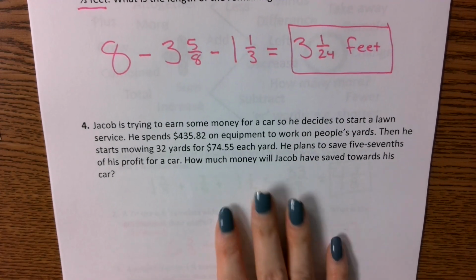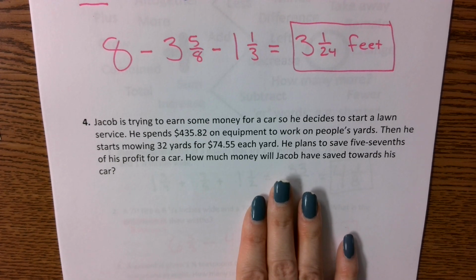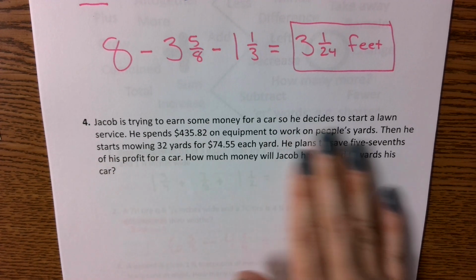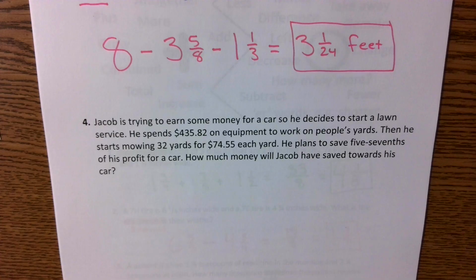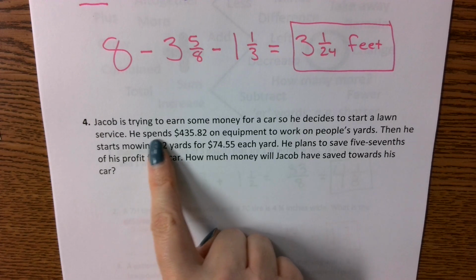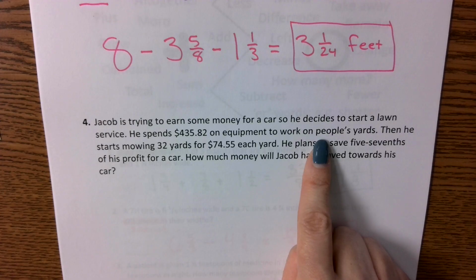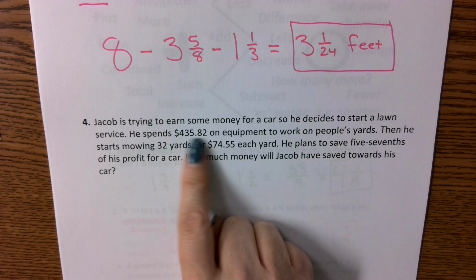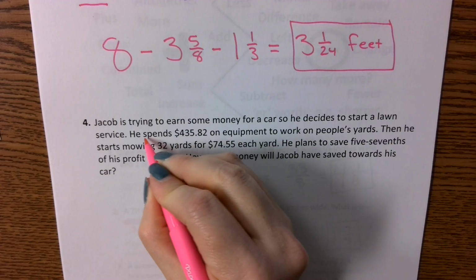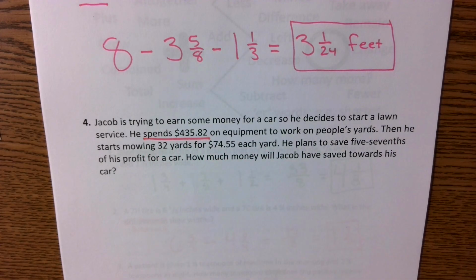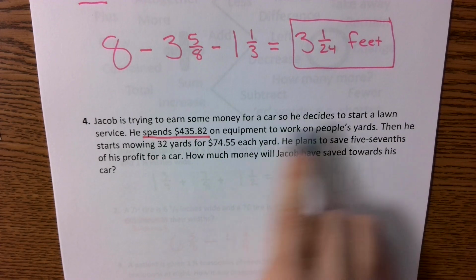Okay, now this last problem has a lot that's going into it. Jacob wants to earn money for a car. He's going to do a lawn service. He first has to spend money to buy equipment. So if we spend money, what is that? That's subtraction, right? Right off the bat, I know this is going to be a subtraction. I'm spending money.